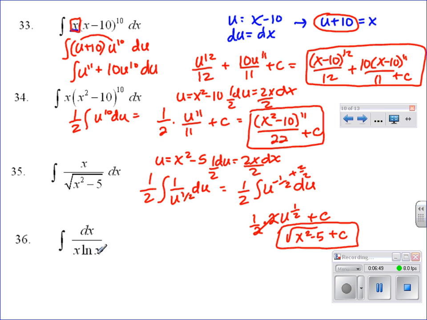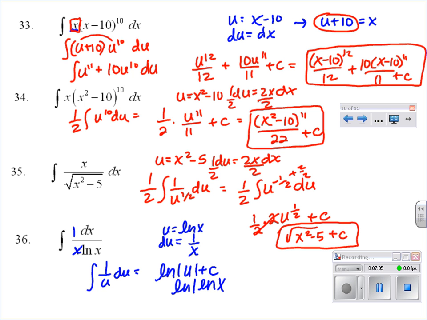Here, which one do you allow u to be? Well, you're going to pick u as natural log x, because if you do that, the derivative of natural log x is 1 over x, which is right here. Which is 1 over u du. So the antiderivative is natural log u plus c. So it's natural log of x plus c.